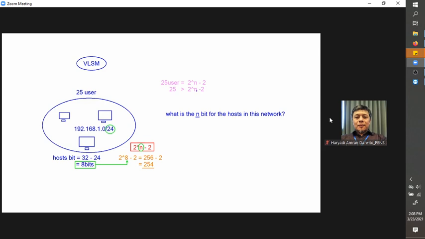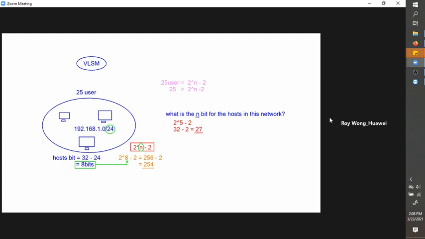5 bit. 5, betul tak? Tengok, kita tak boleh terlalu besar kan? You mesti just nice, okay? Paling dekat 25 ialah yang best. Okay, so let's try. Kalau 5, betul tak? 2 power of 5 minus 2. Ini akan jadi 32 minus 2, 27.